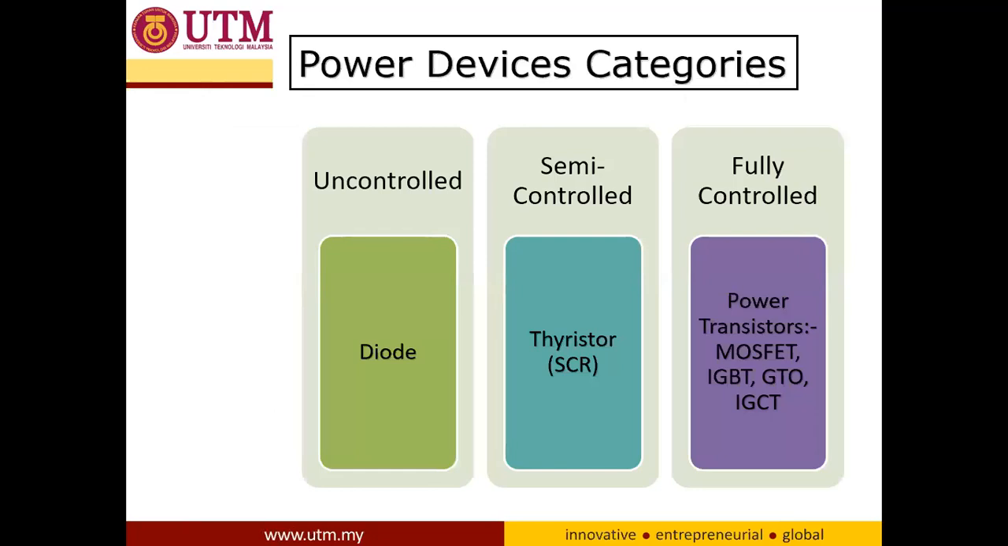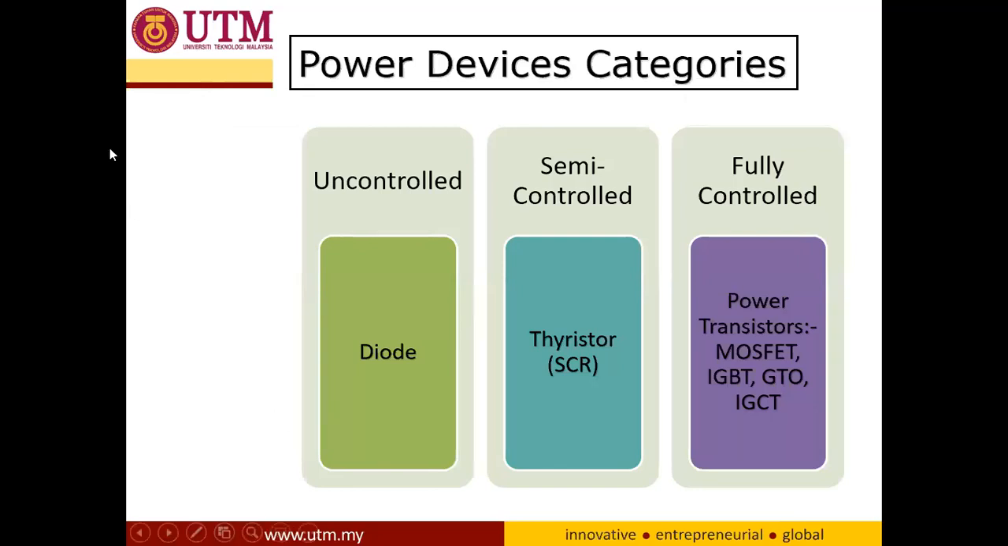And these are the categories. We can divide our power electronic semiconductors into three categories. The first one is uncontrolled, and the device under this category is the diode. For semi-controlled, we have the thyristor, and fully controlled are all the transistors, for example the MOSFET, IGBT, GTO, IGCT.